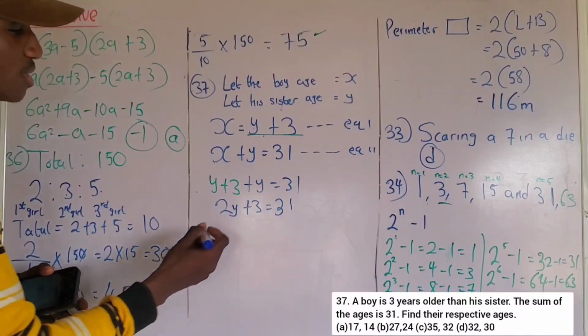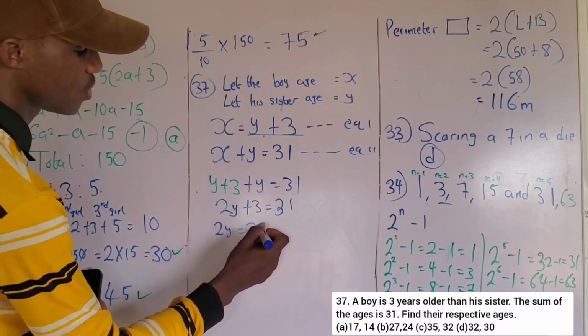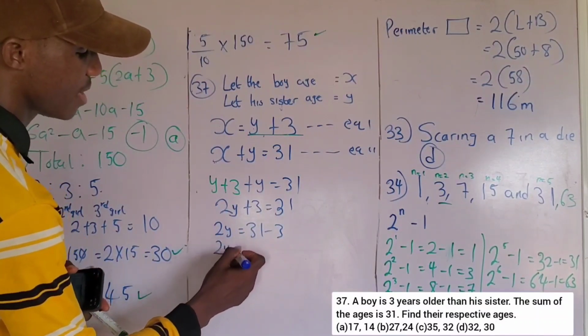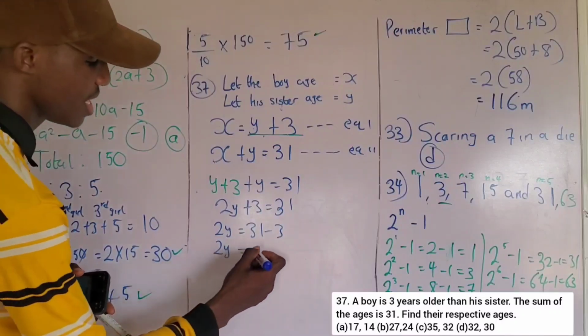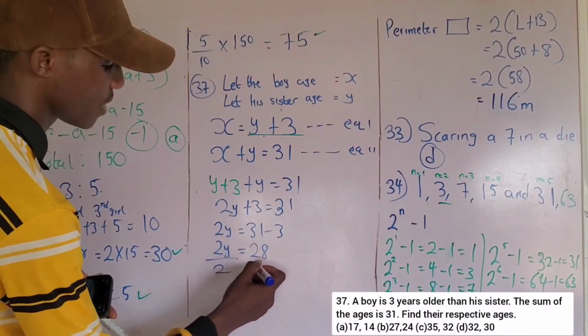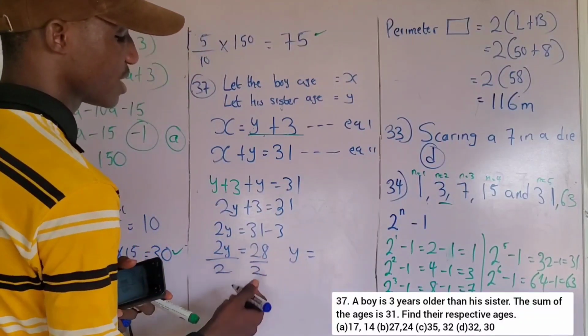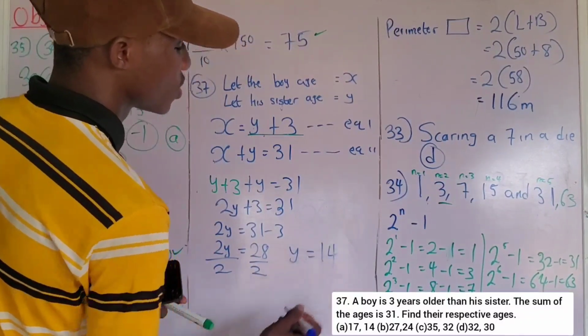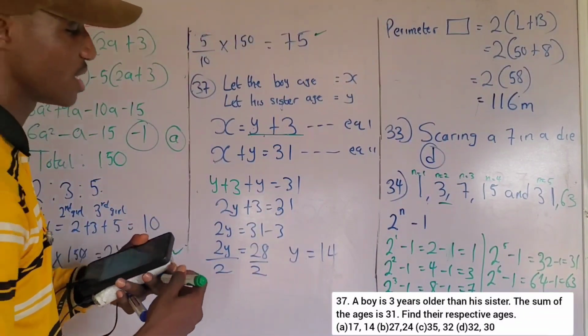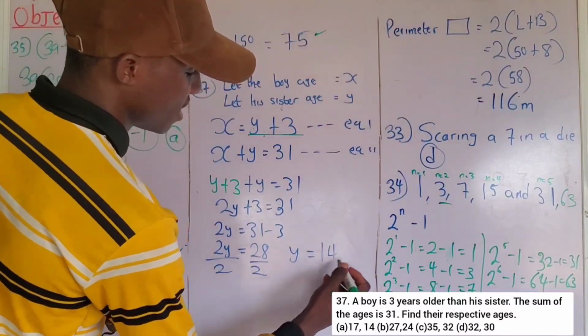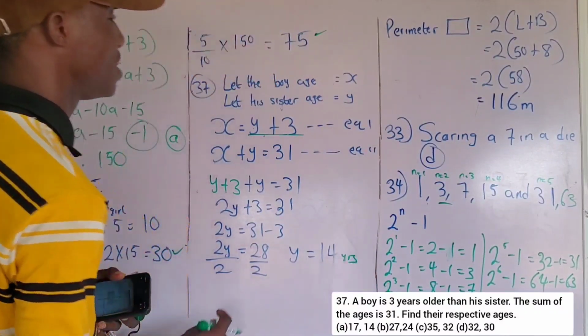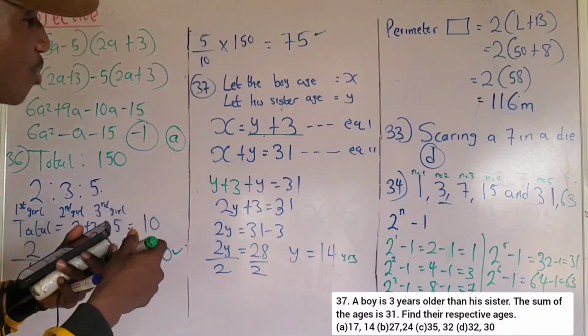Now, 2y is equals to 31 minus 3. 31 minus 3 is what? Is 28. Divide both sides by 2. So here y is equals to 28 divided by 2, that is 14. So the age of the girl is 14 years. Now we can easily determine the age of the boy.